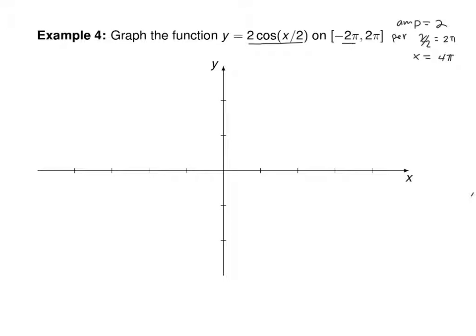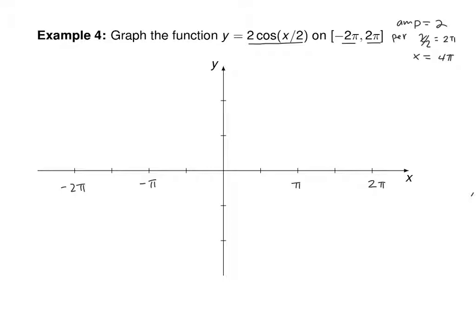Okay, and I said your interval was negative 2 pi to 2 pi. That means this is 2 pi. This is negative 2 pi. Here's pi. Here's negative pi. Let's start by just sketching in regular cosines. We kind of get a feel for what that picture looks like. Does that make sense?